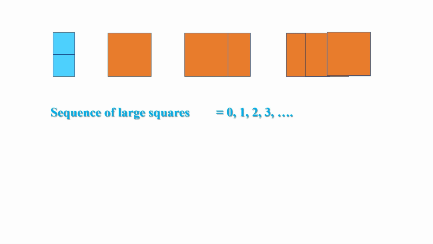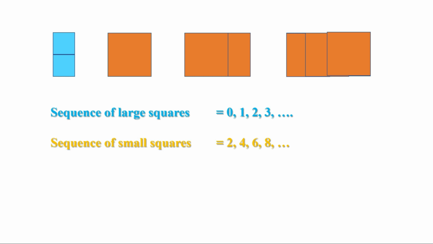Now we have to find the sequence of squares in all, or we have to find the total number of squares in each figure. We have already got that the sequence of small squares is 2, 4, 6, 8, etc. That is, there are 2 small squares in the first figure and there is no large square in the first figure. So altogether there are only 2 squares in the first figure. And in the second figure there are 4 small squares and 1 large square. So altogether there are 5 squares.